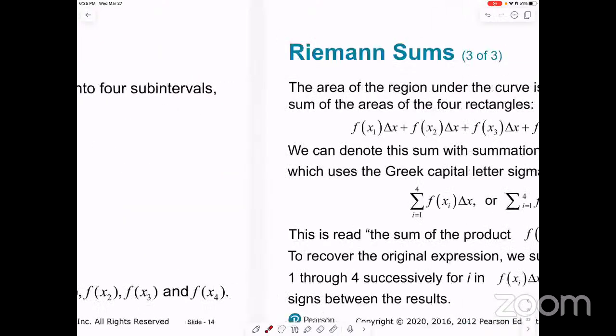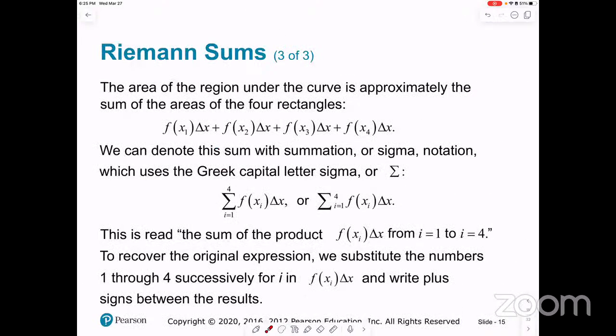Okay, so the area of the region under the curve is approximately the sum of the areas of the 4 rectangles, right? So if we want the area of each rectangle, we're going to say the length times the width. The width is the delta x. It's the same for each rectangle with the varying heights. So we're basically saying length times width plus length times width, length times width, length times width, right?